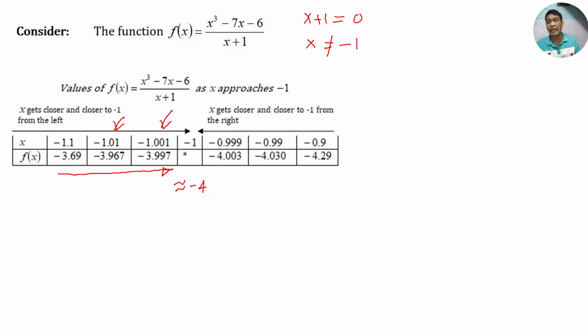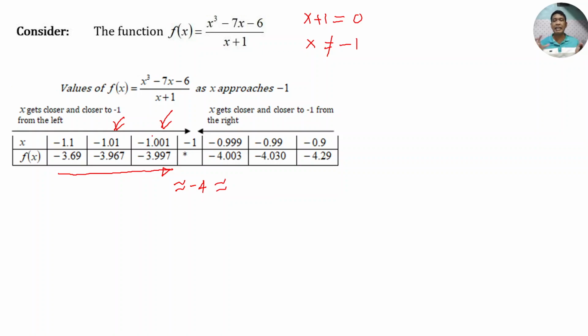So, pagka naman galing tayo sa kanan, kuha tayo ng greater than negative 1. Let's say, let's start with negative 0.9. So, pag sinubstitute ulit natin, makukuha natin negative 4.29. Lumapit tayo ng konti. That's negative 0.99. So, magiging negative 4.030. At lapit pa ng konti, that's negative 0.999, that's negative 4.003. So, approximately, equal pa rin siya sa negative 4.